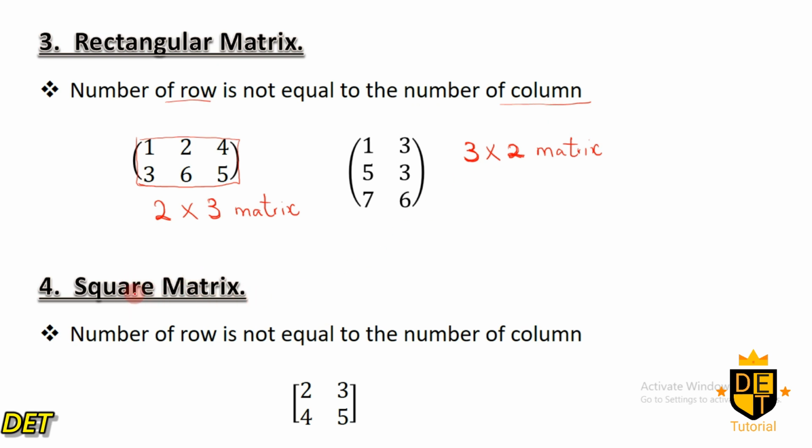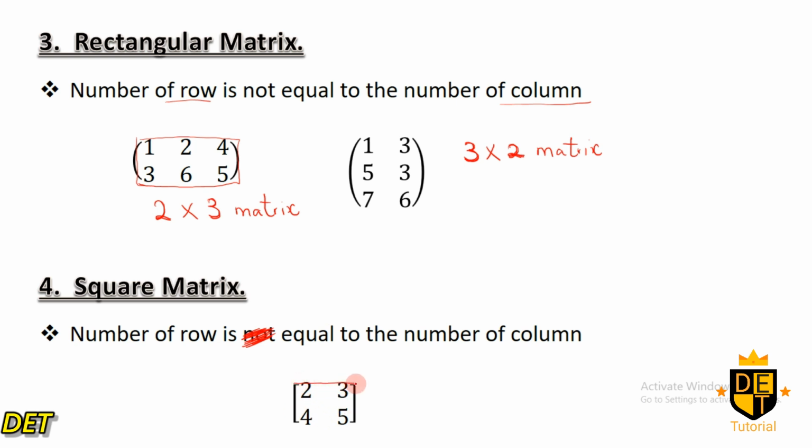Alright, so the next type of matrix we'll be looking at is the square matrix. So a square matrix is a type of matrix in which the number of rows is equal to the number of columns. So you can see here that the number of rows is equal to the number of columns. So we have two rows here, 1, 2, and we have two columns, 1, 2. So this is an example of a square matrix.